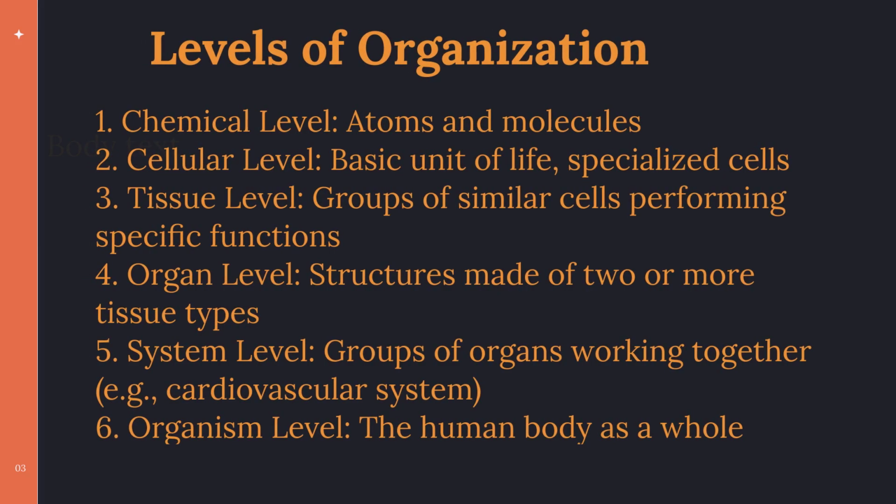The human body is organized into 6 levels. At the chemical level, we have atoms and molecules that form the building blocks of life. Moving to the cellular level, cells are specialized to perform unique tasks. Groups of cells form tissues, which then combine to create organs. Organs work together in systems, and these systems make up the organism, the human body itself. This hierarchy is important for understanding how the body operates as a unit.